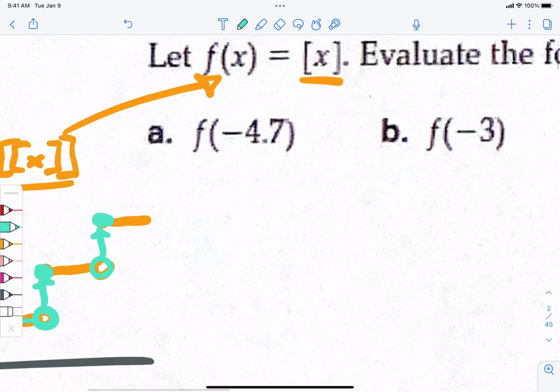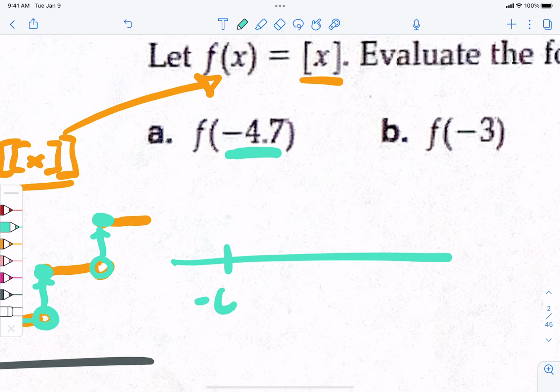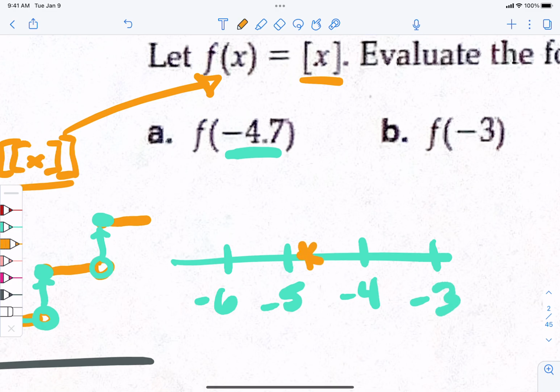Now, it gets really complicated when you're dealing with negative numbers. If I'm rounding down on a negative number, think of a number line, right? Here's -6, here's -5, here's -4, here's -3. -4.7 lives about there. If I round him down, what does he round down to? -5. If he's a negative number, he rounds down to -5. Does that make sense? If that was a positive 4.7, it would be rounding down to 4, right? But since it's negative, it's rounding down to -5. Make sense? Negative numbers are kind of weird, okay?